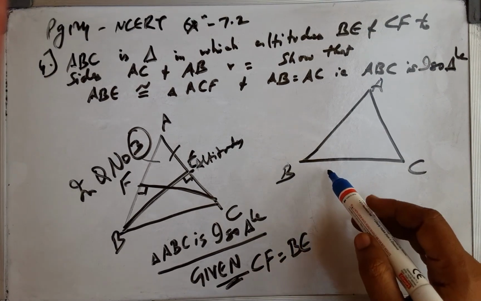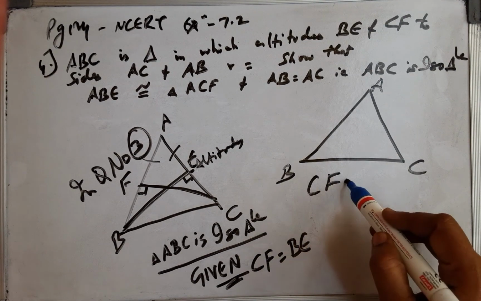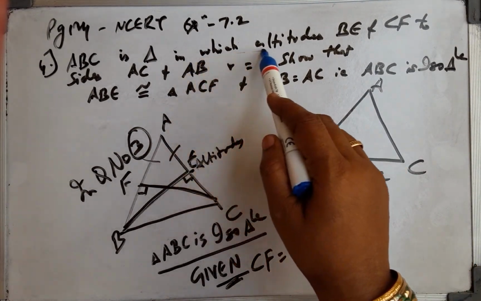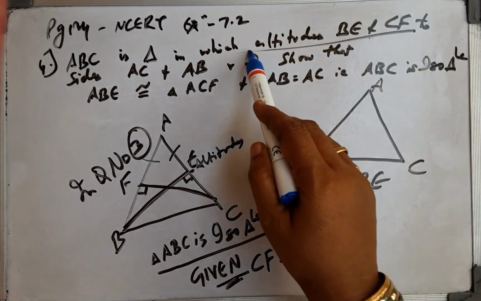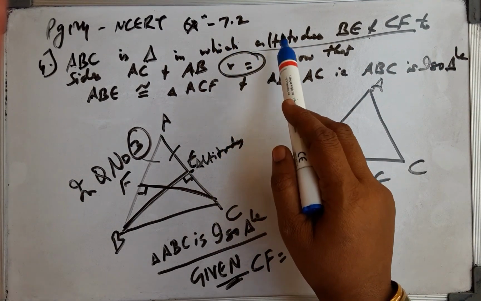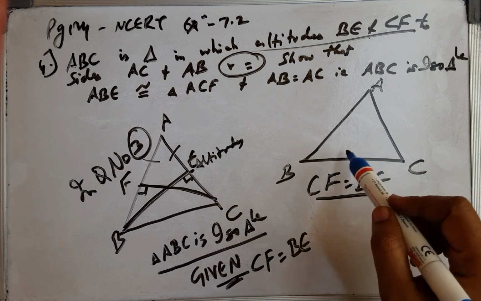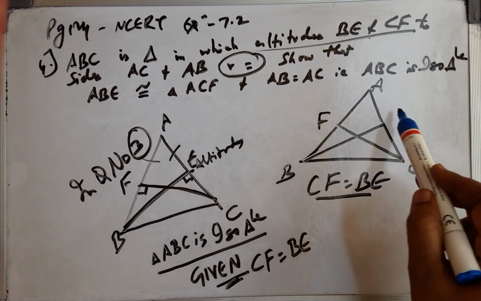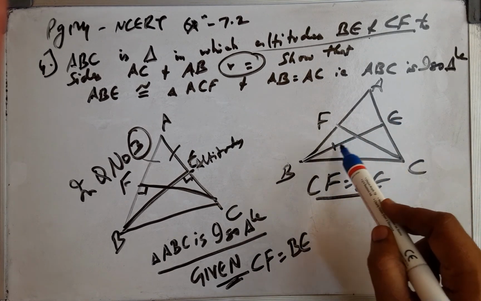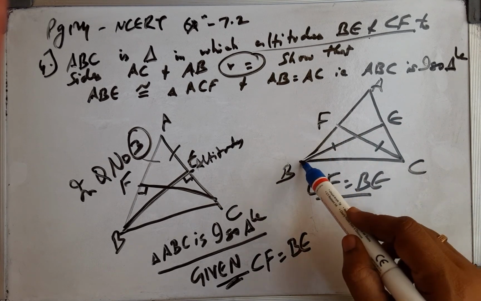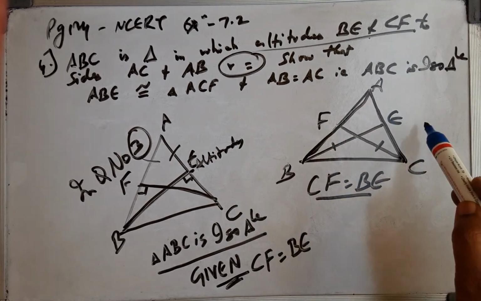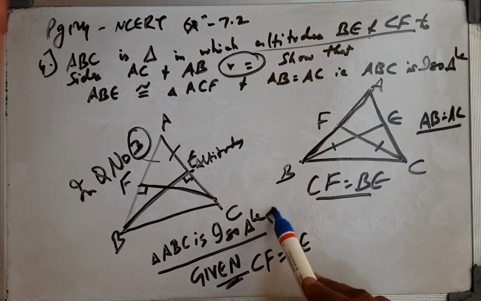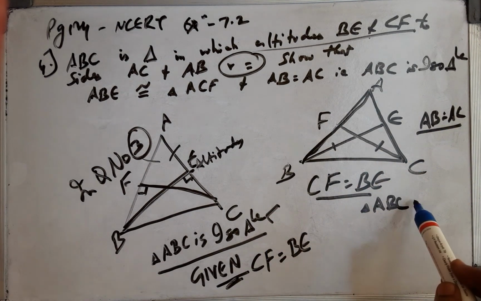Now here, CF equals BE has been given in the problem itself, in which altitudes BE and CF are equal. This has been given in the problem. Now we are supposed to prove AB equals AC, and we are required to prove that triangle ABC is isosceles.